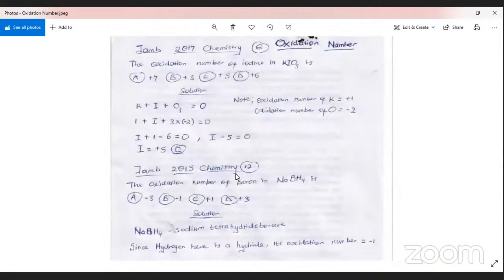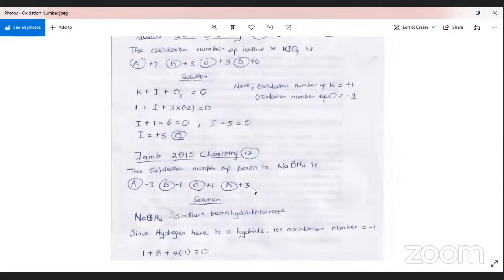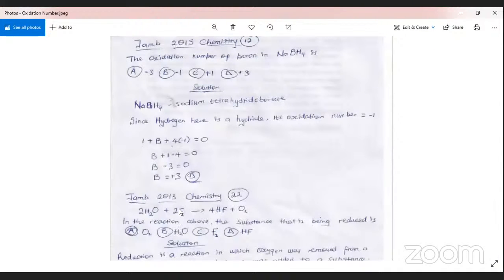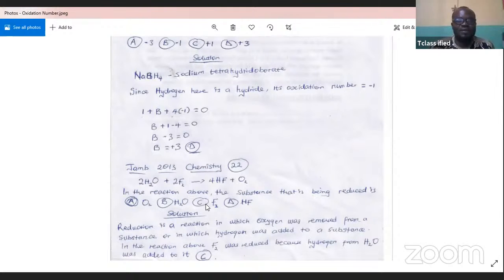So here it is the water that is undergoing the reduction. Okay, for this last one, is it the water that is undergoing reduction? Okay, so reduction is the addition of hydrogen. Are you clear on that first? Yes, sir.